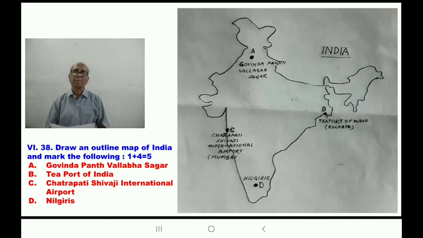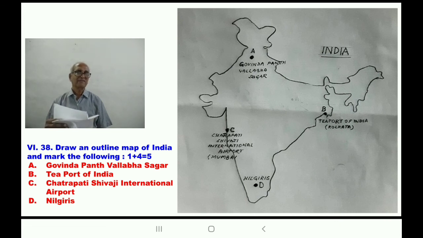Okay, here what is it? What are the places you have to mark? Govind Pant Vallabh Sagar. Now this is the reservoir of Bakranangal Dam. You see there somewhere, a little above Chandigarh you mark there. New Delhi, a little above the place where you mark New Delhi, you have Govind Pant Vallabh Sagar.